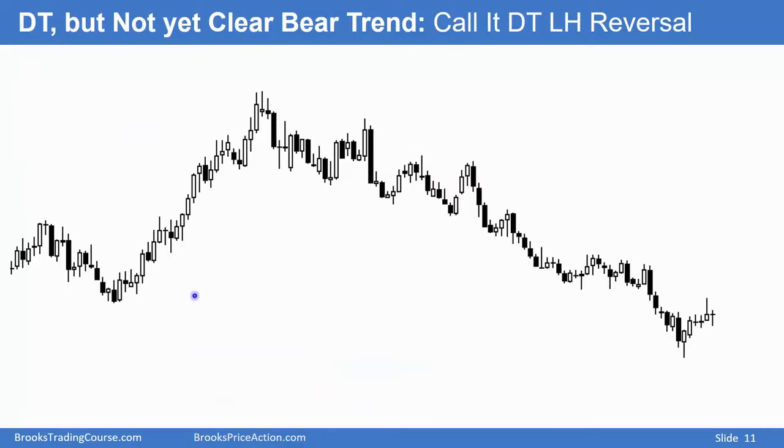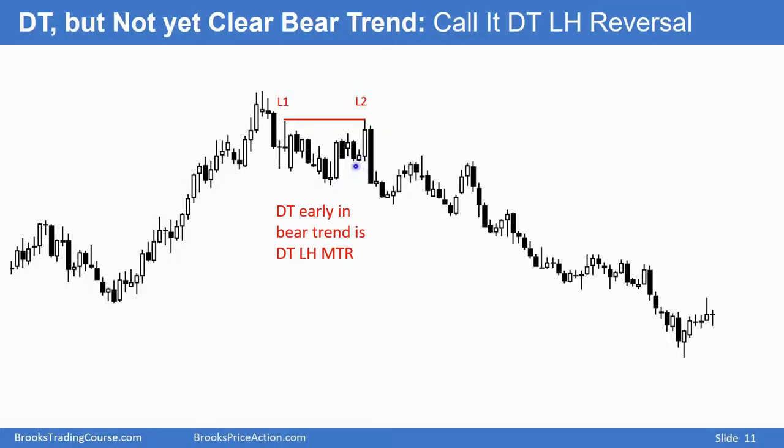Sometimes you get a double top in a bull trend, and maybe it's a bear trend, but it's not clear yet. It doesn't matter. You trade it the same way, whether it's a double top reversal or a double top bear flag. Here we have a bull trend, a bear breakout, lower high major trend reversal, and it's also a double top lower high major trend reversal. So it doesn't matter if you want to say we're already in a bear trend and it's a double top bear flag. You can call it a double top reversal. Doesn't matter. You trade them the same.